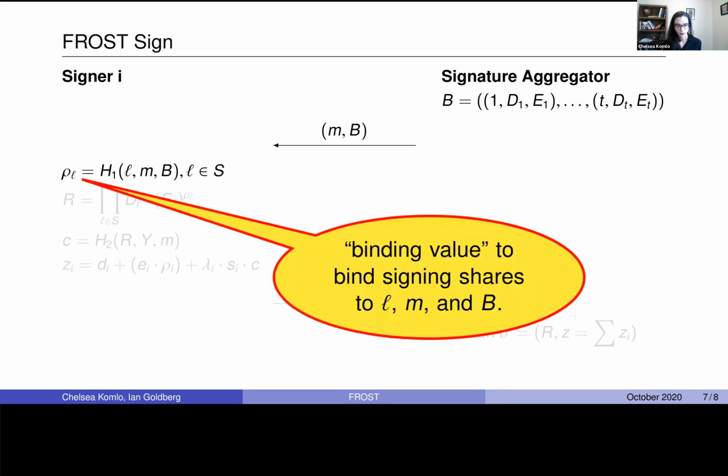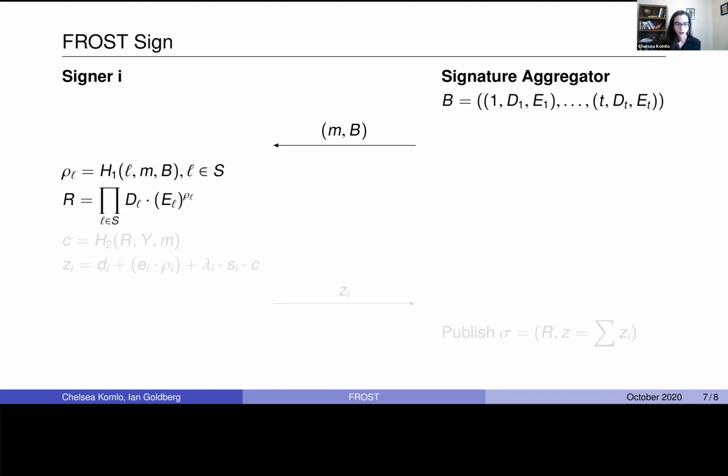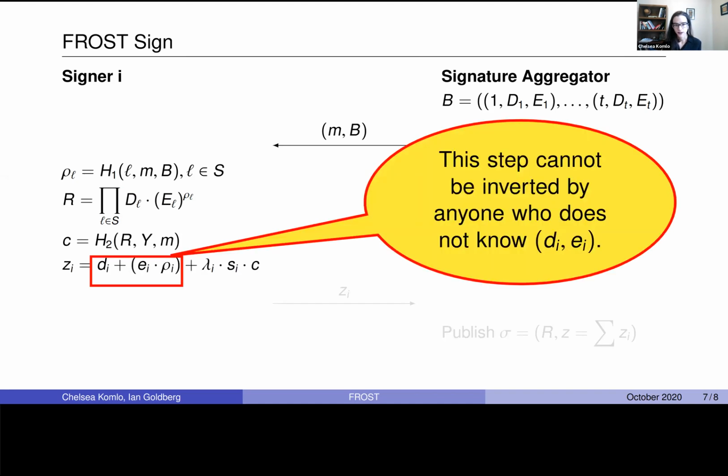So every signer starts by generating what we call a binding value. And this is the hash of the message, its B value, and the participant's index. And then they generate the group's commitment. And this is essentially just a combination of all signers' commitments along with this binding value. Then they generate the challenge. This is identical to single party Schnorr. And then the response. And here we can see that you need to have knowledge of these 2 nonces in order to essentially invert and remove this binding function. So this is really important to the security of FROST.